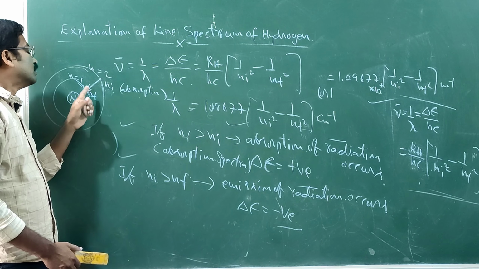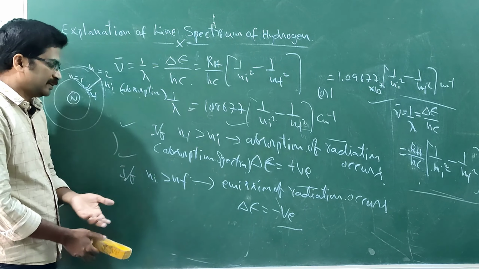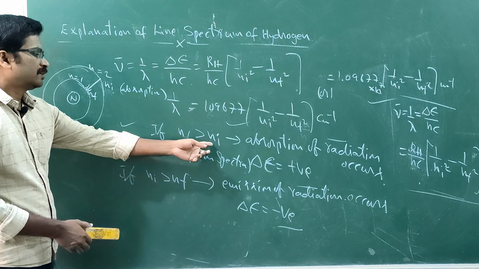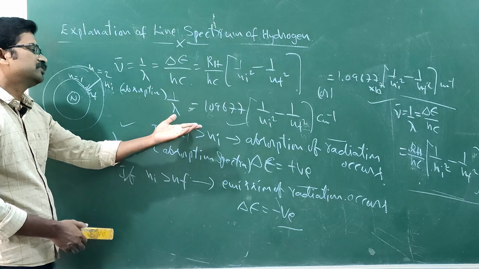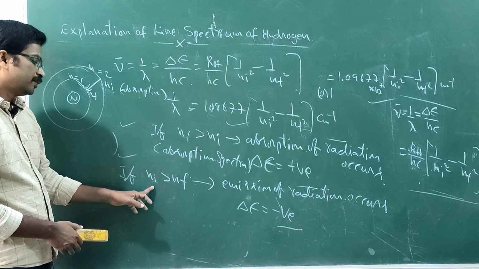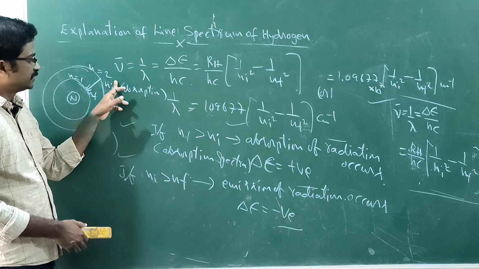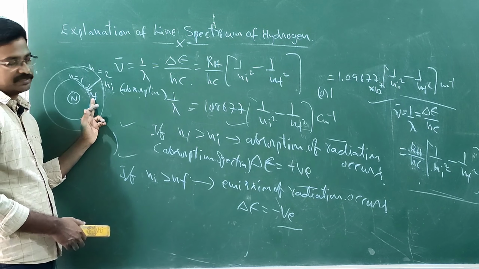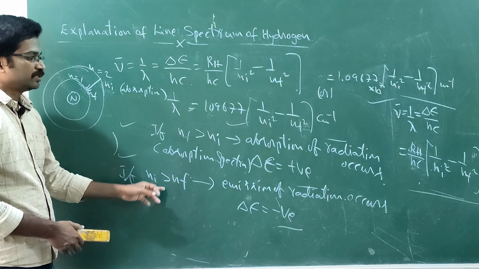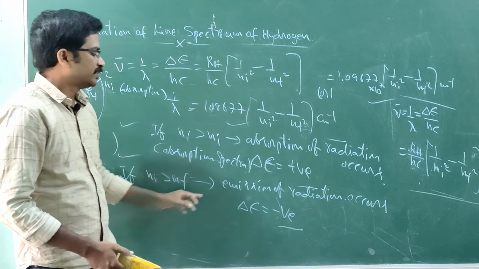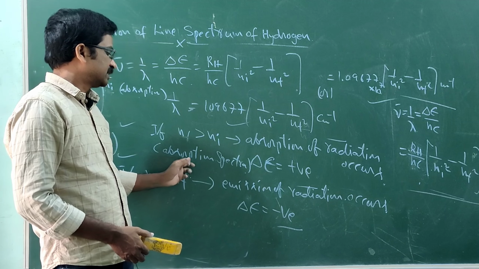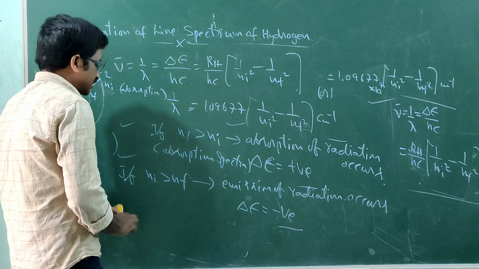The electron's starting point is known as Ni. The ending point is Nf. Here the electron goes from a lower energy state to a higher energy state, so absorption occurs. Here the electron goes from a higher energy state to a lower energy state. Here it is the initial, here it is the final. So initial and final are interchanged. That is the reason why Ni is greater than Nf, and then emission of energy takes place. This gives the emission spectra, and the other gives the absorption spectra.